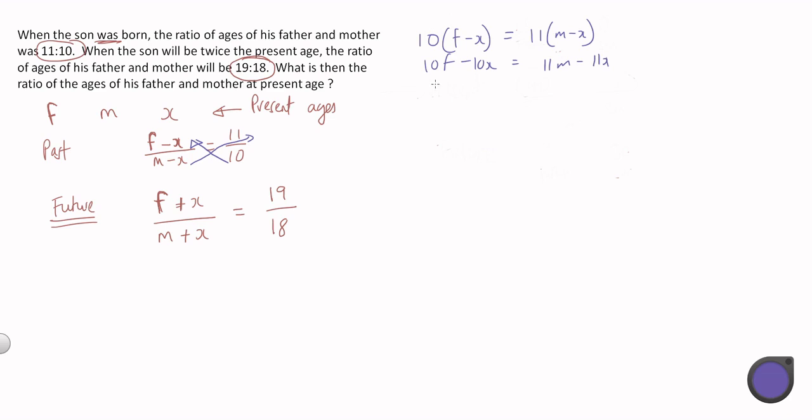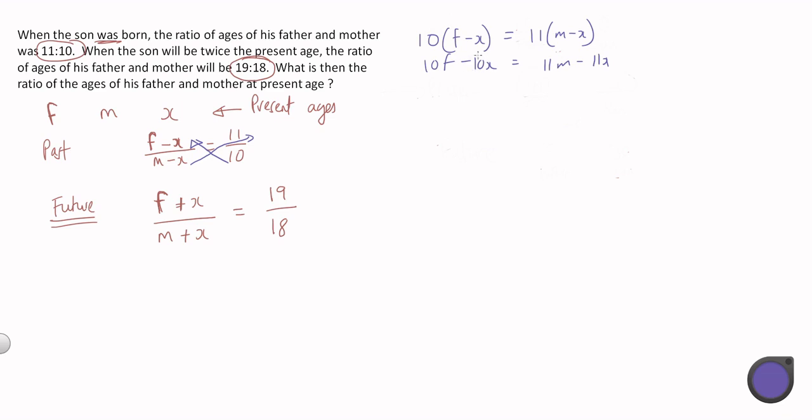Right, obviously I've got too many unknowns. I've got F, X and M. What I can do is write all of this by having x as the subject of the formula. Watch how I do this.